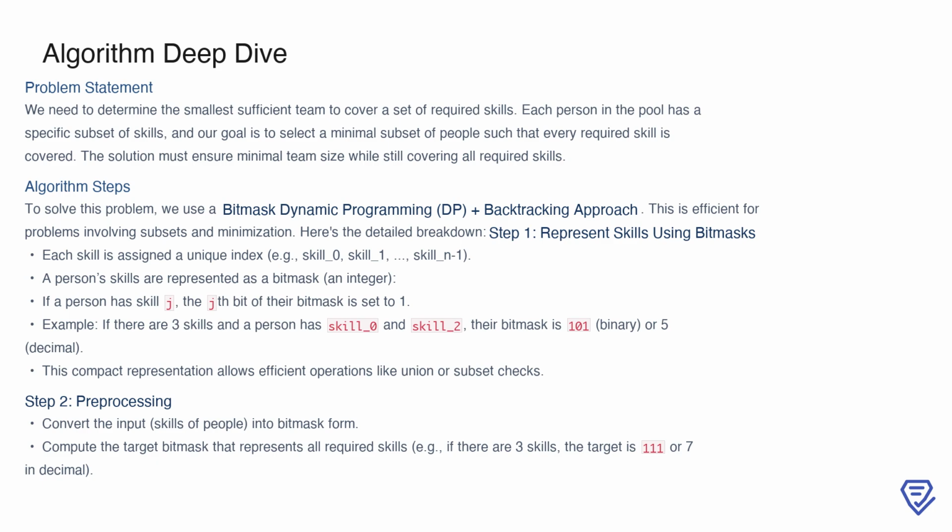Once we have this representation, the next step is pre-processing. This involves converting the input data into bitmask form for the people's skills and computing the target bitmask that represents all required skills. For instance, if there are 3 skills, the target bitmask is 111 in binary, or 7 in decimal. This target will guide us in constructing our solution efficiently.